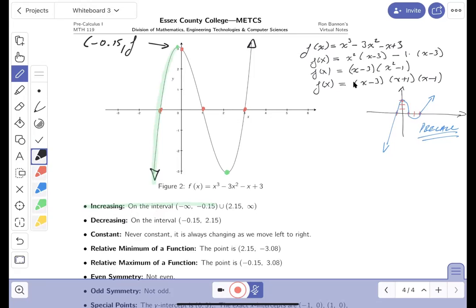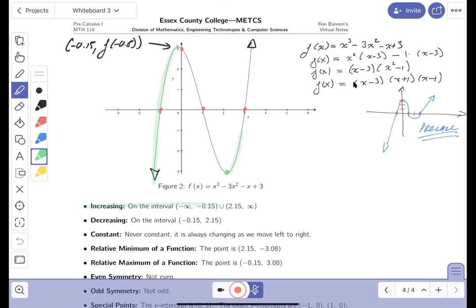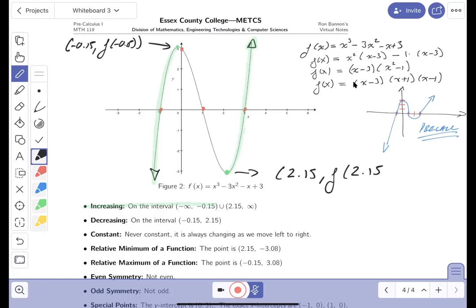Let me get my eraser. I realize I ran a room there. Or you know what? Let me just back away from it. That's that point there. All right. By the way, they also say it's increasing from 2.15, and again, we're moving left to right, and it keeps going on forever. So I know this point now. What's this point over here? It's 2.15, comma, f of 2.15.